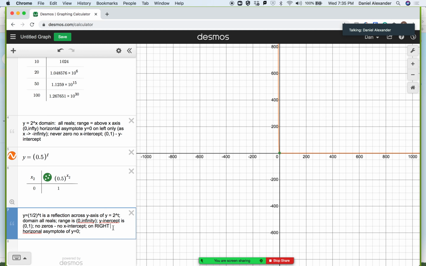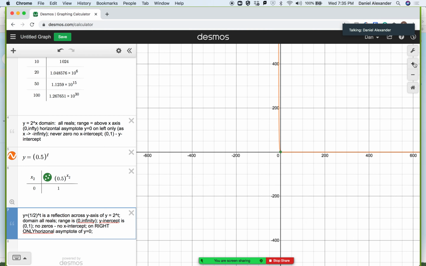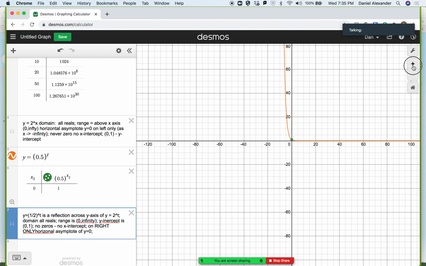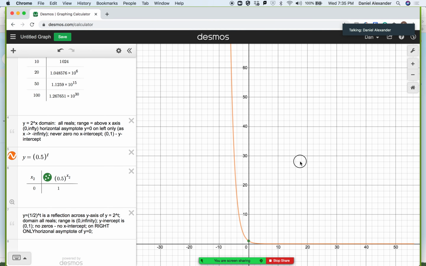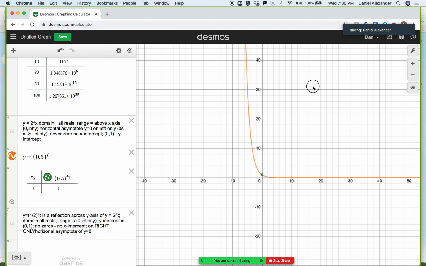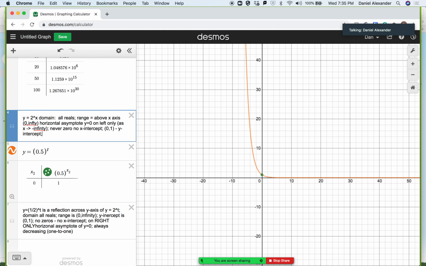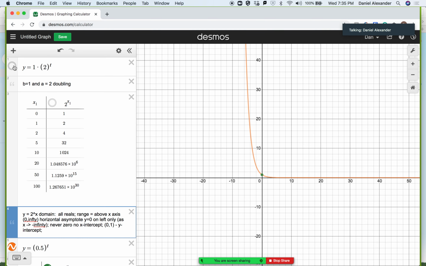Right side only, let's emphasize that. Now notice this function here, let's back up a little bit. Let's zoom in a little bit. If you look at the function, it looks like it's always decreasing. And again, the book talks about it. Something that's always decreasing or increasing is what's called one-to-one. We mentioned that earlier. Now if we look at y equals 2 to the x, let's turn it on. That's going to be always increasing.